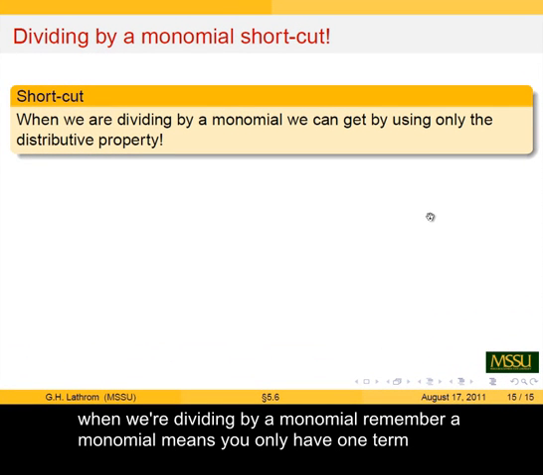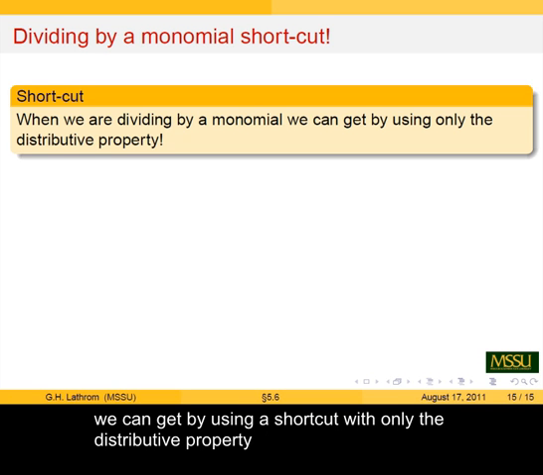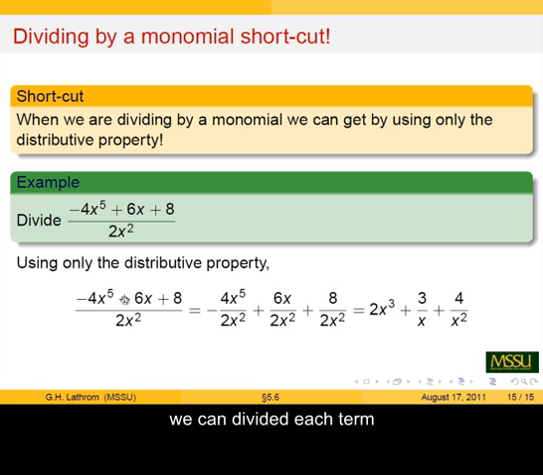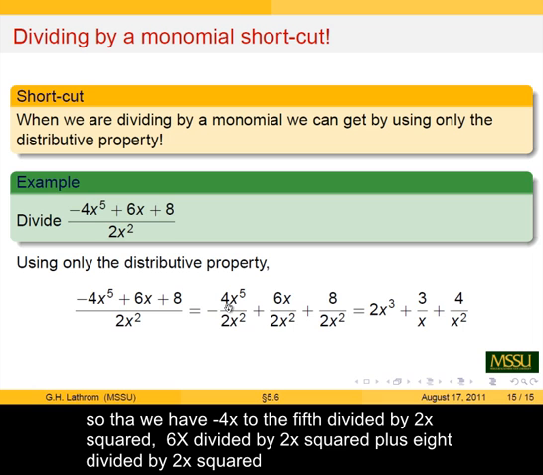When we're dividing by a monomial, remember a monomial means you only have one term. We can get by using a shortcut with only the distributive property. So for example, if we are dividing negative 4x to the fifth plus 6 times x plus 8 by 2x squared, we can divide each term by 2x squared. So that we have negative 4x to the fifth divided by 2x squared, 6x divided by 2x squared, plus 8 divided by 2x squared.